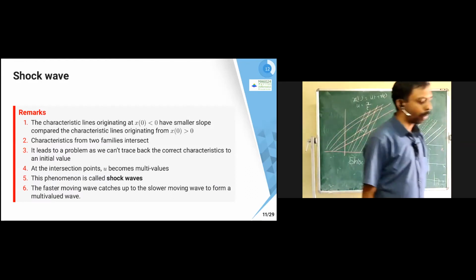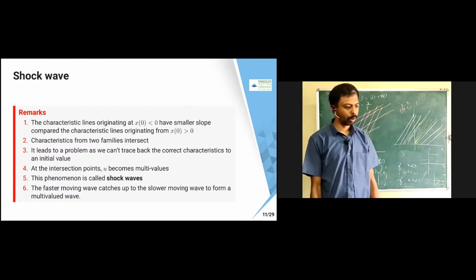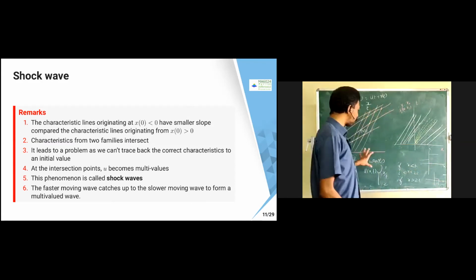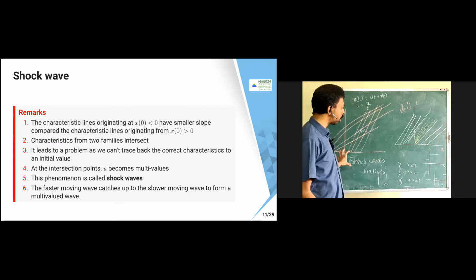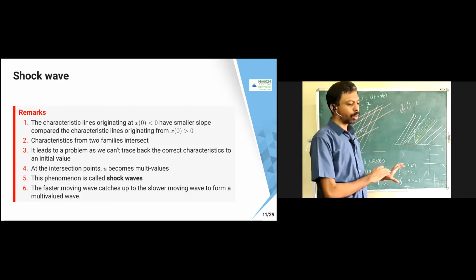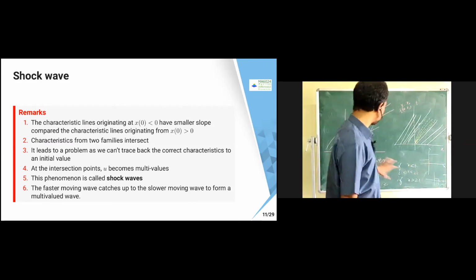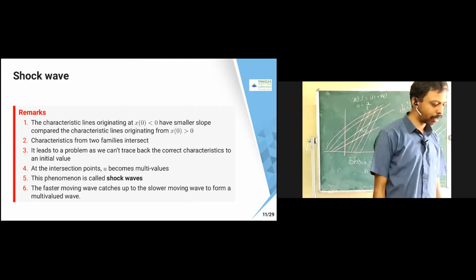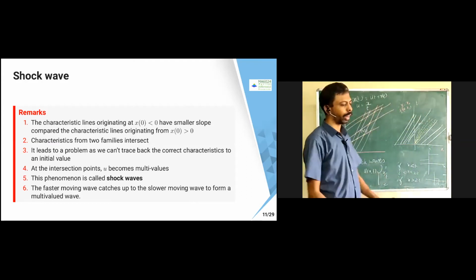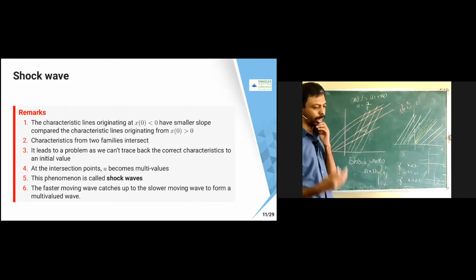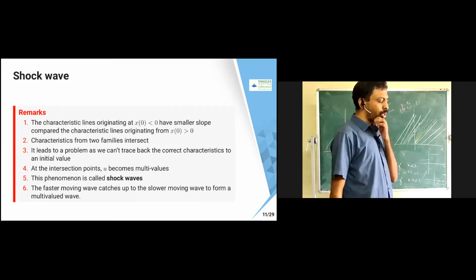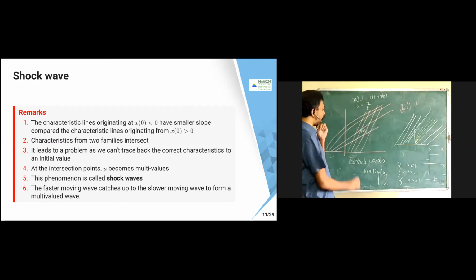Okay, so as I said in the earlier one, the left waves, the waves corresponding to x0 less than 0, are traveling much faster than the right waves. So these two families intersect, and that is going to create a problem of tracing back the characteristics.